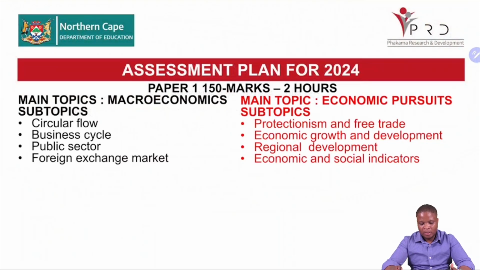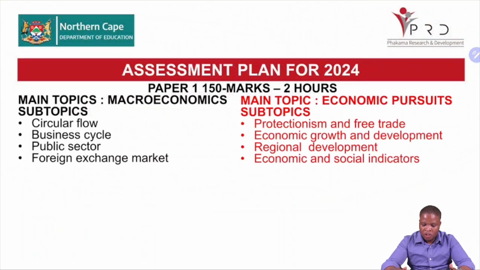So this is what our assessment plan looks like. On paper 1, we are writing for 150 marks for 2 hours. So you have two main topics, which is your macroeconomics and your economic pursuit. In the previous lesson, we discussed macroeconomics. We've looked at the circular flow, business cycle, public sector, and the foreign exchange market.